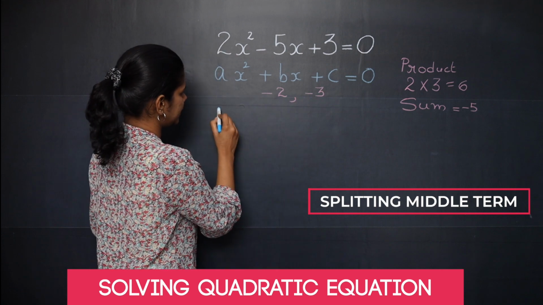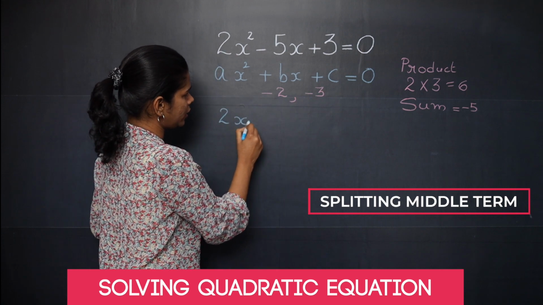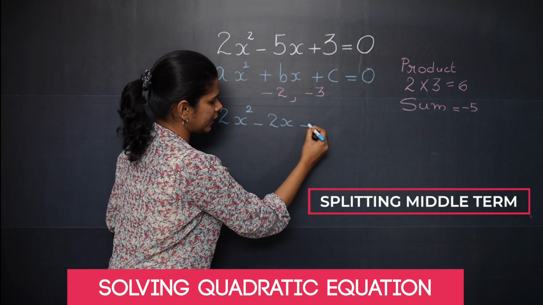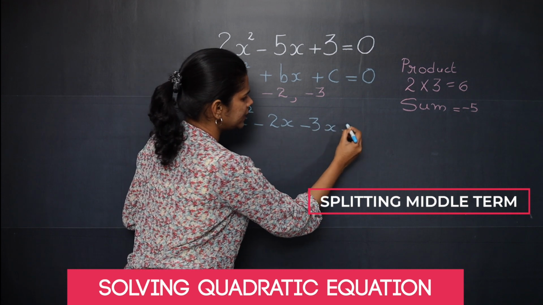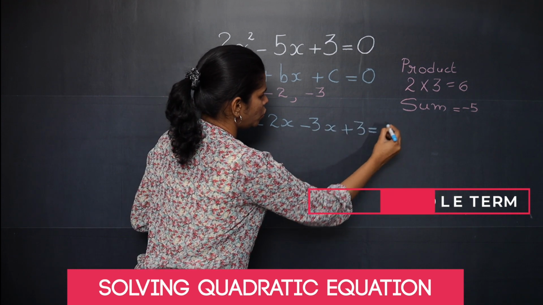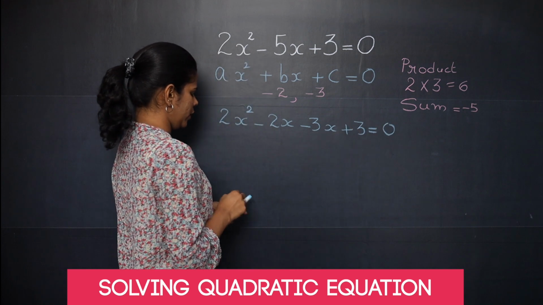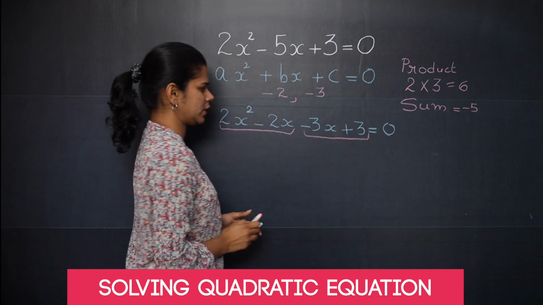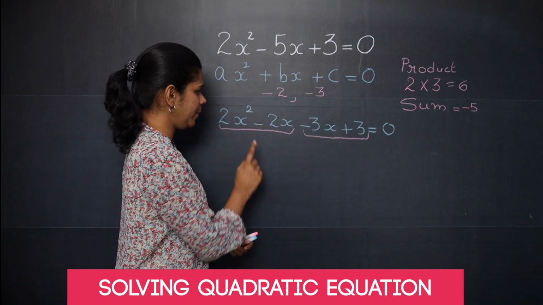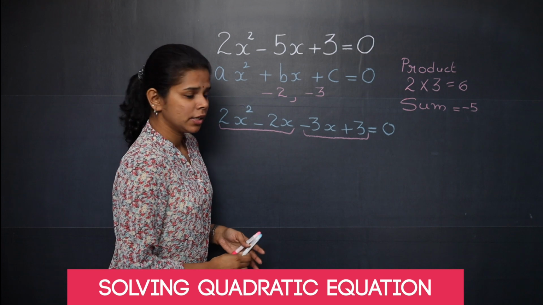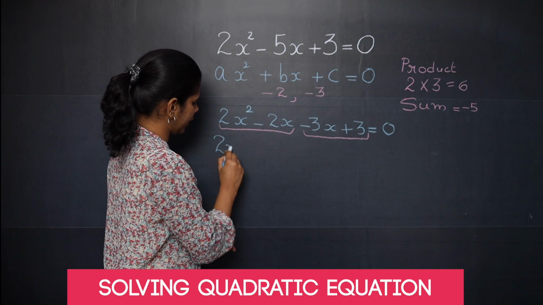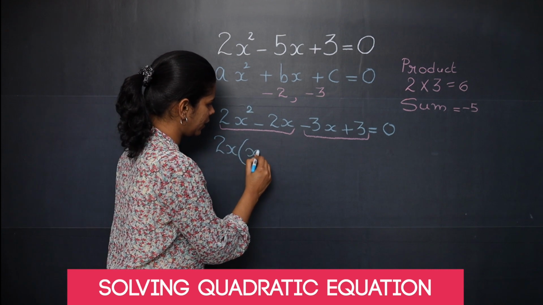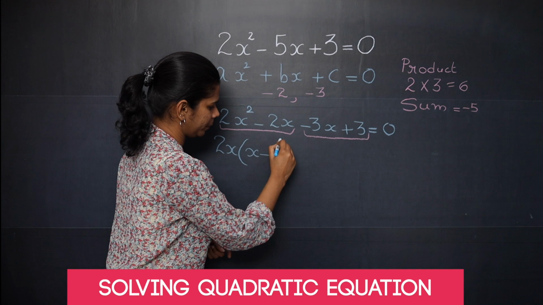So here you will write it as 2x square, negative 2x, and then negative 3x plus 3 equal to 0. Now let us look at the first two terms and the last two terms. In the first two terms you can see 2x is common. So I am going to take 2x outside. So what will be remaining here? x will be remaining here, minus 1.